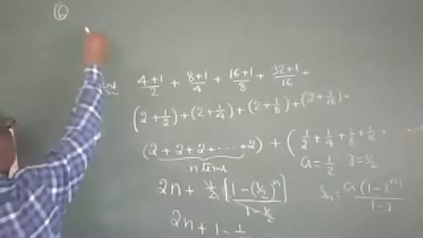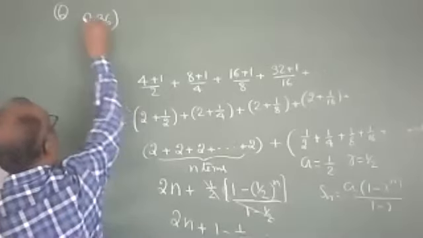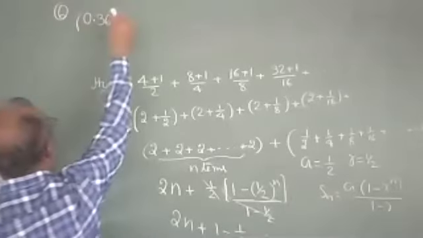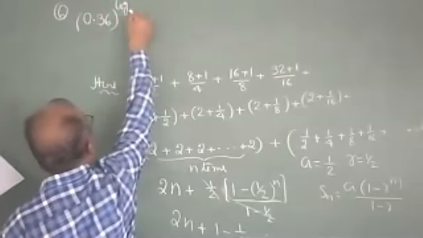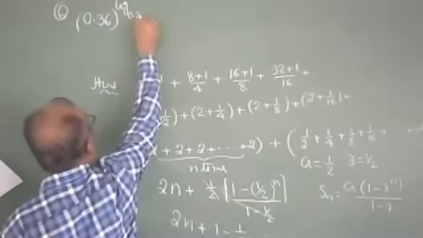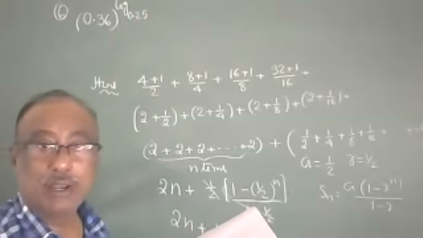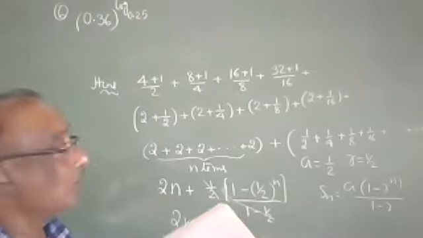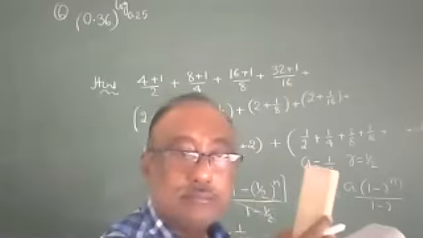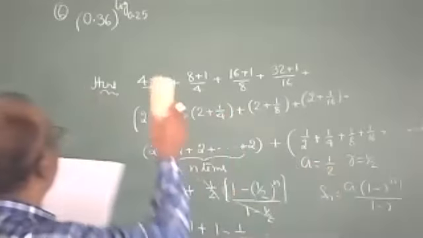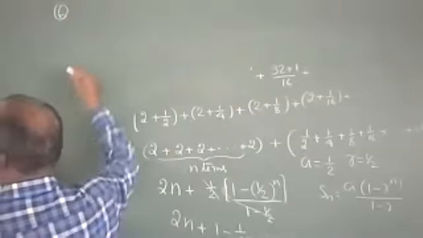Logarithm problem: 0.36 to the power of logarithm of base is 0.25. Logarithm of base is 0.25. Okay? 0.25. It is clear? Right, I will write down the side, everyone see. Now see, sixth problem.